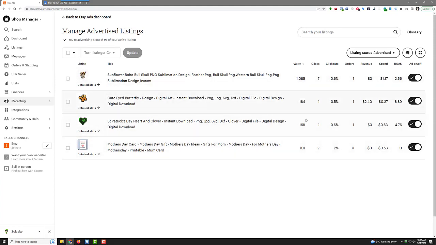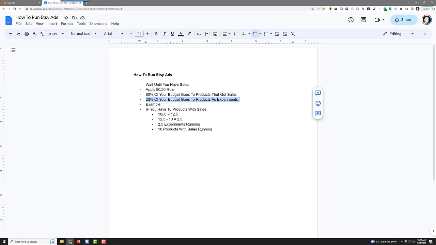As you get more sales, your ads are going to become more effective, and they're going to work better, and then you can be running more experiments along with your sales. So this little thing, the 80-20 rule, is key. When you apply the 80-20 rule to ads, all of a sudden they start becoming profitable instead of losing your money. So if you're going to run ads, do this simple thing and you will be profitable.